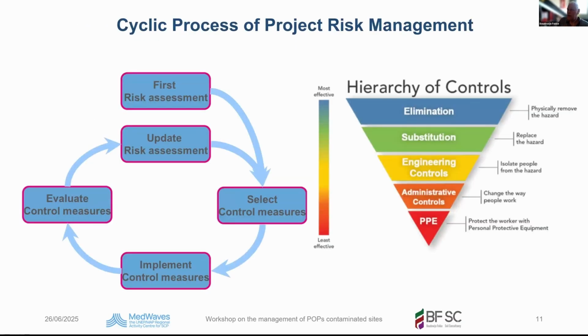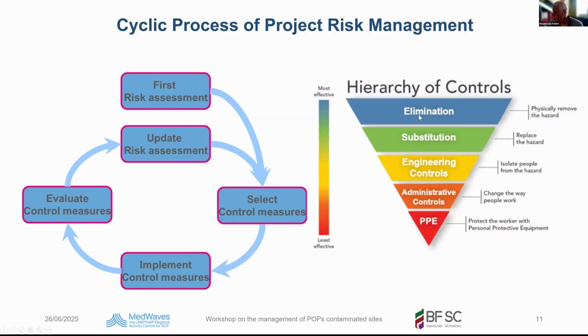This is the cyclic process of project management. First, risk assessment. Select control measures, implement control measures, evaluate control measures. Were they successful or not? Are there new risks appearing? Update the risk assessment. And through the whole life cycle of the project, you do this exercise.